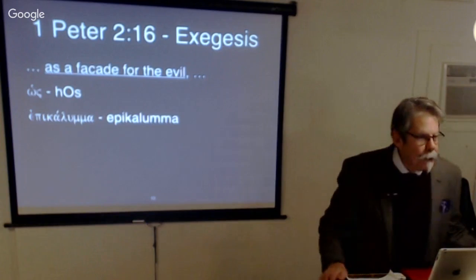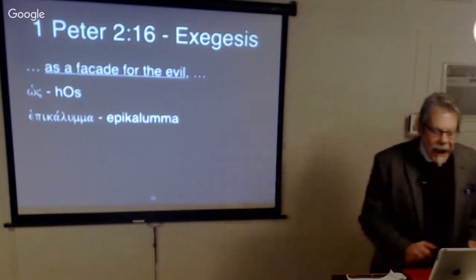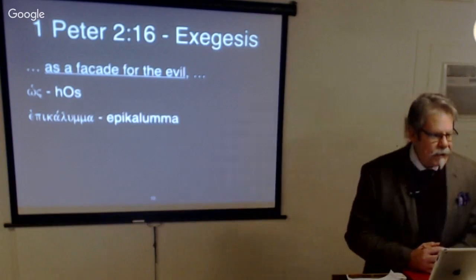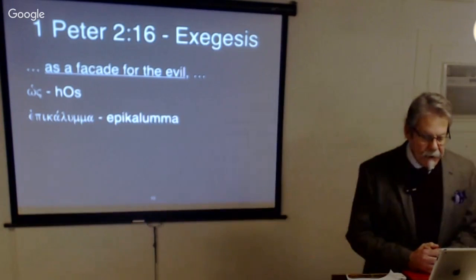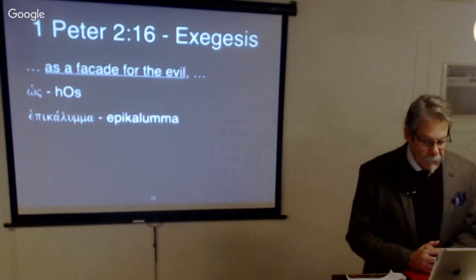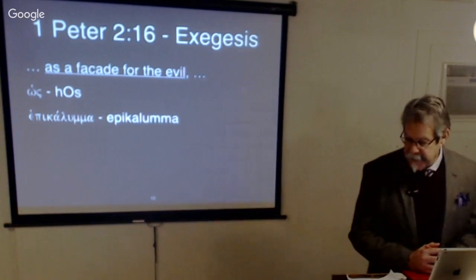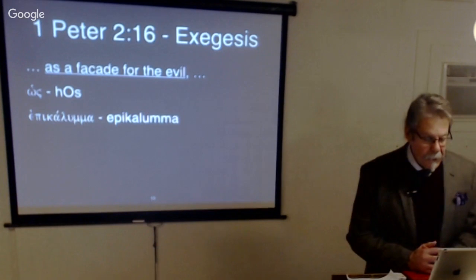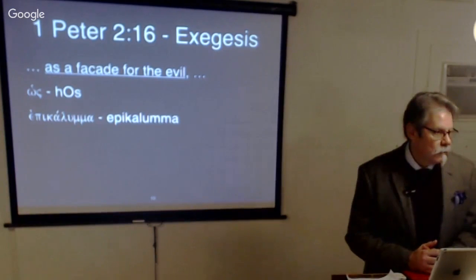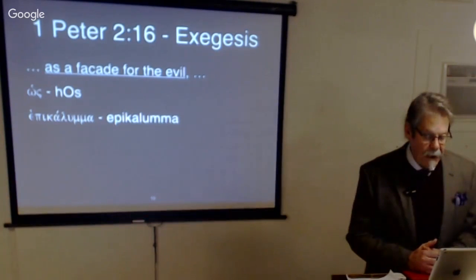Anyway, epikaluma. And epikaluma is obviously a compound. When we see things that start with epi or pros or whatever, they're compounds. Epi is a marker of location or surface. It means on, in, above, or over, etc. And then kaluma means a veil or covering that hides the face. And consequently, I'm slow enough for you to write it. I know I get going fast. Consequently, it's used figuratively to mean something that hides the intent of the soul.